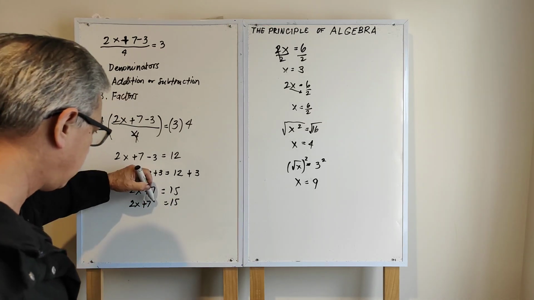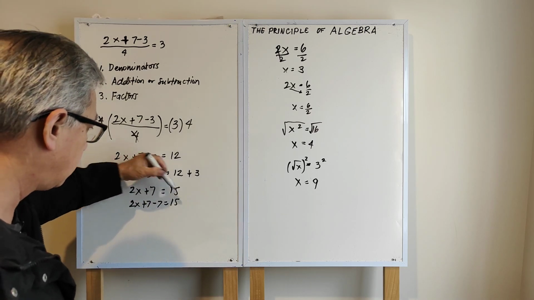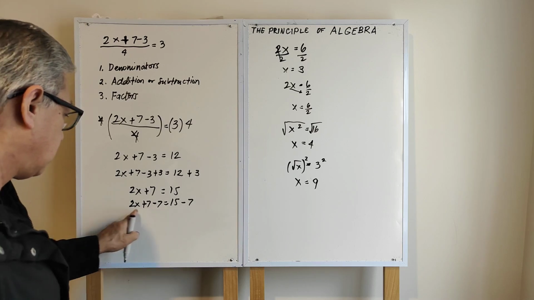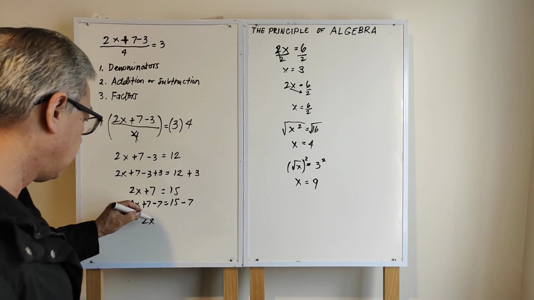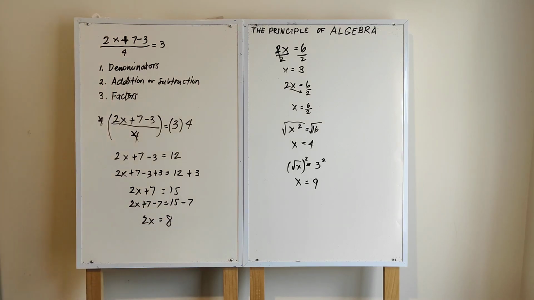To remove plus 7, you have to subtract because the opposite of plus is minus. So, minus 7 minus 7. So, 7 minus 7 is 0. So, what's left is 2x. 15 minus 7 is 8.